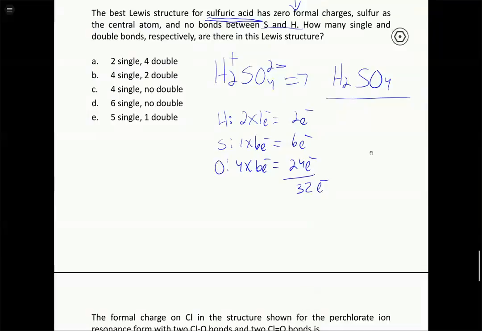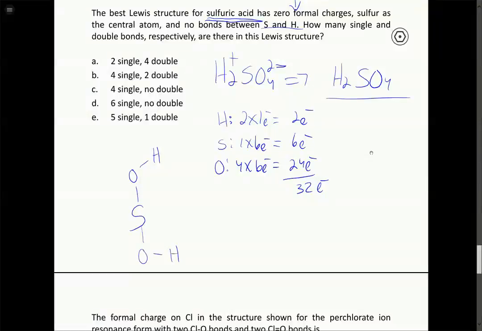So as the problem tells us, we're going to put sulfur at the center, and we have no bonds between S and H, so that means we need to have 2 bonds between OH. So both of our hydrogens need to be bonded to oxygen, and then the rest of the oxygens are going to be bonded to the central atom sulfur. And now we just have to start completing octets. So all the outer atoms should have complete octets. So we're going to add 2 lone pairs to each of these.